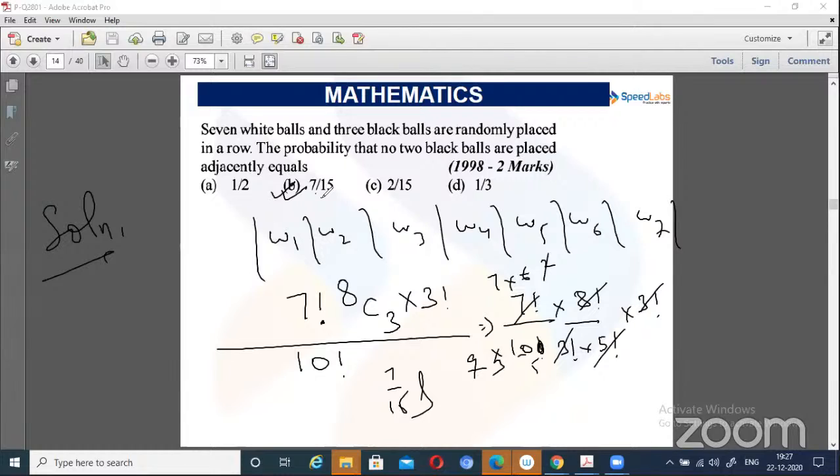So this was more like a PNC question than a probability question, but which is kind of fair because a lot of PNC questions come in this. Any doubts here?